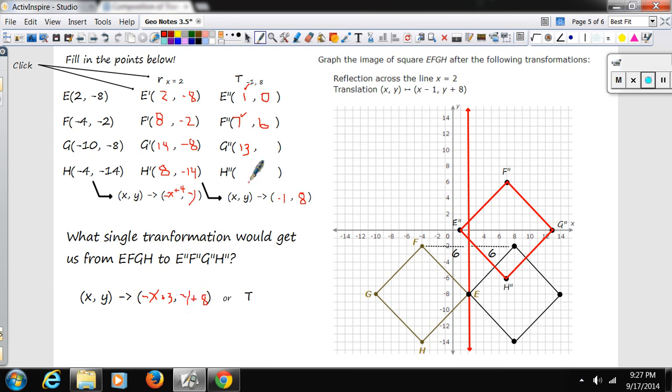So let's see if the y worked. Negative 8 plus 8 is 0. Negative 2 plus 8 is 6. Negative 8 plus 8 is 0. Boom. 13, 0. There it is. G double prime.